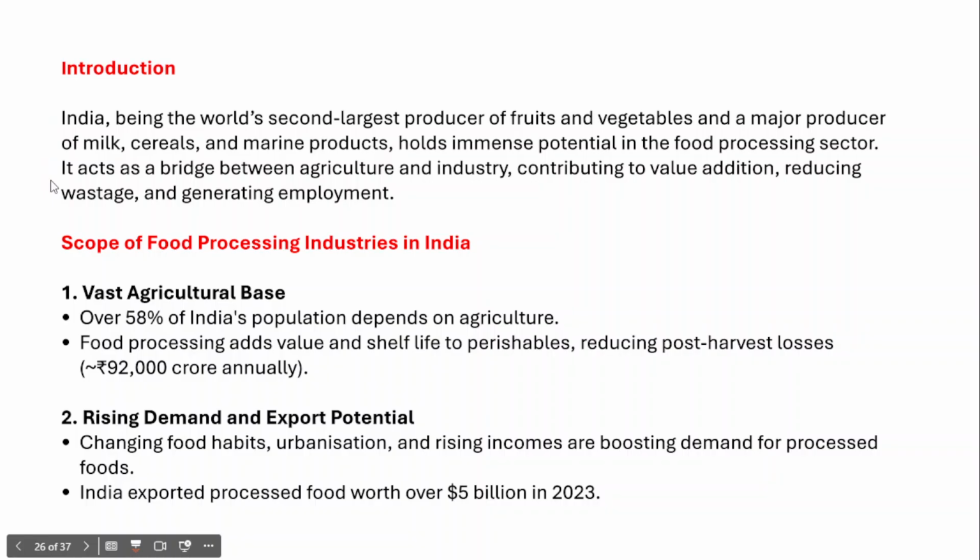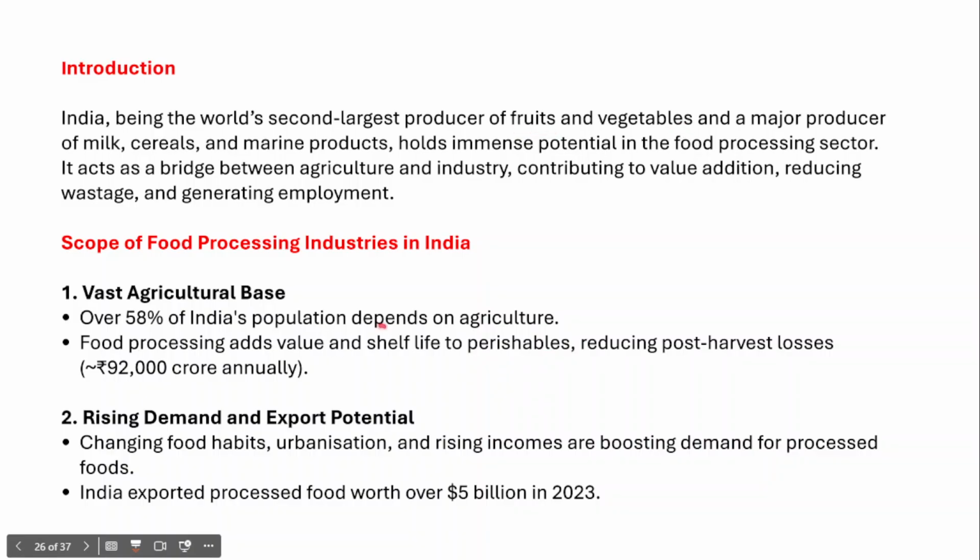So what is the scope of food processing industries in India? So firstly, India has a vast agricultural base. It is true, because as of now 58% of India's population is dependent on the agriculture sector. So therefore there's a vast agricultural base, and in fact the food processing sector adds value and shelf life to the perishable commodities. For example, fruits and vegetables are perishable commodities.